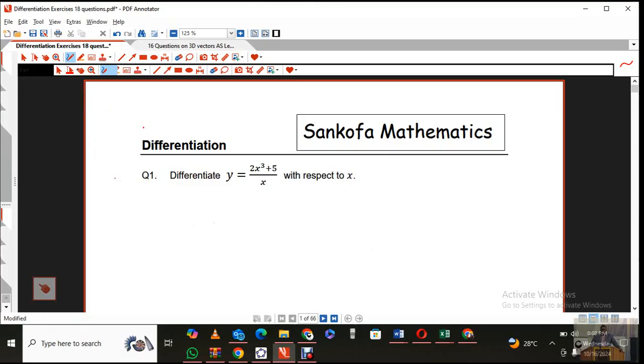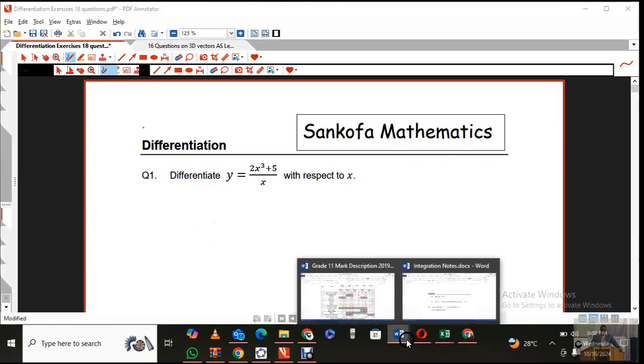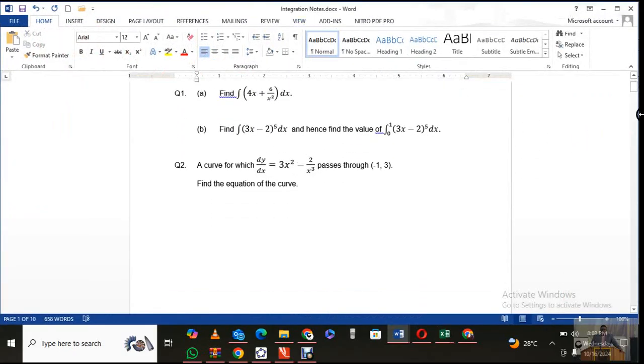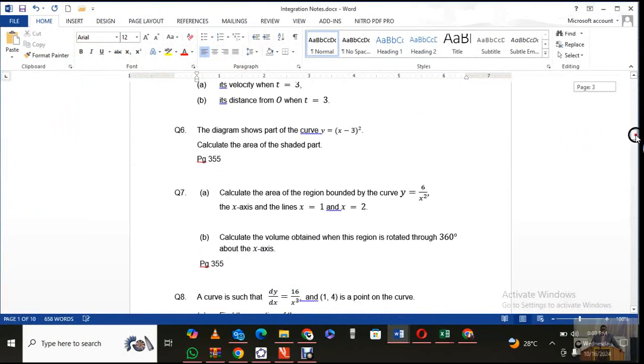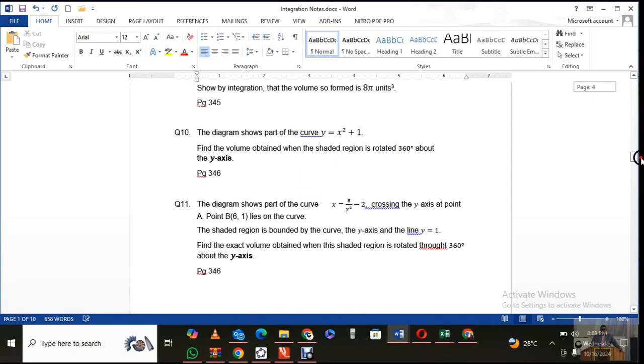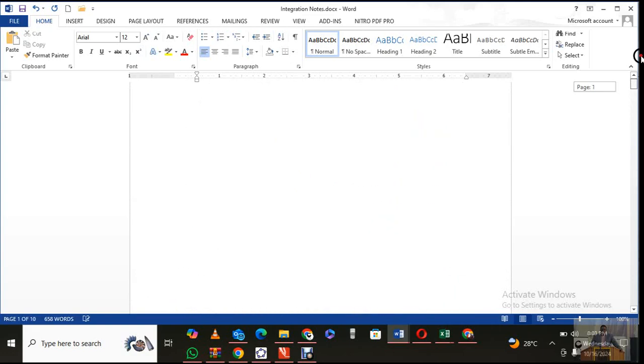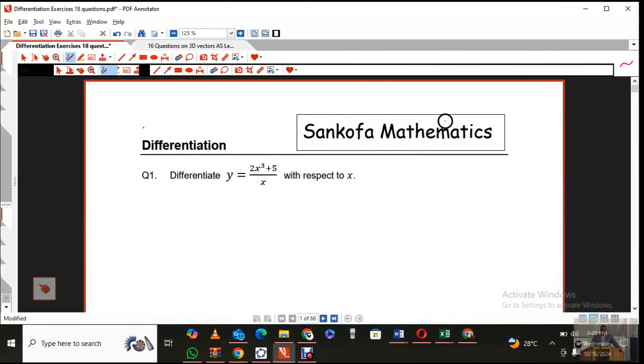This is going to keep us quite busy because I have over 18 questions. When we are done with differentiation, I'm going to share my work on integration. I have a number of questions on integration that I'm going to explain in detail, so stand by for that. But today I'm doing differentiation.